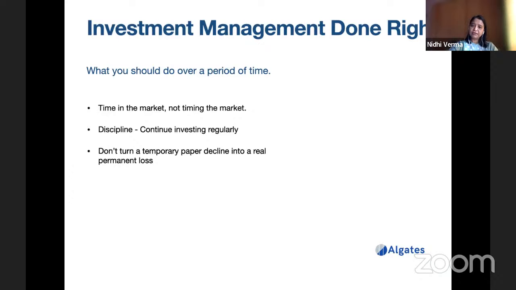But if you stay invested and remain calm, then later on the market will of course move up, and these paper losses will then convert into actual profits. So stay invested in the market, and don't turn a temporary paper loss into a real permanent loss. That is the key to investing in stock markets.